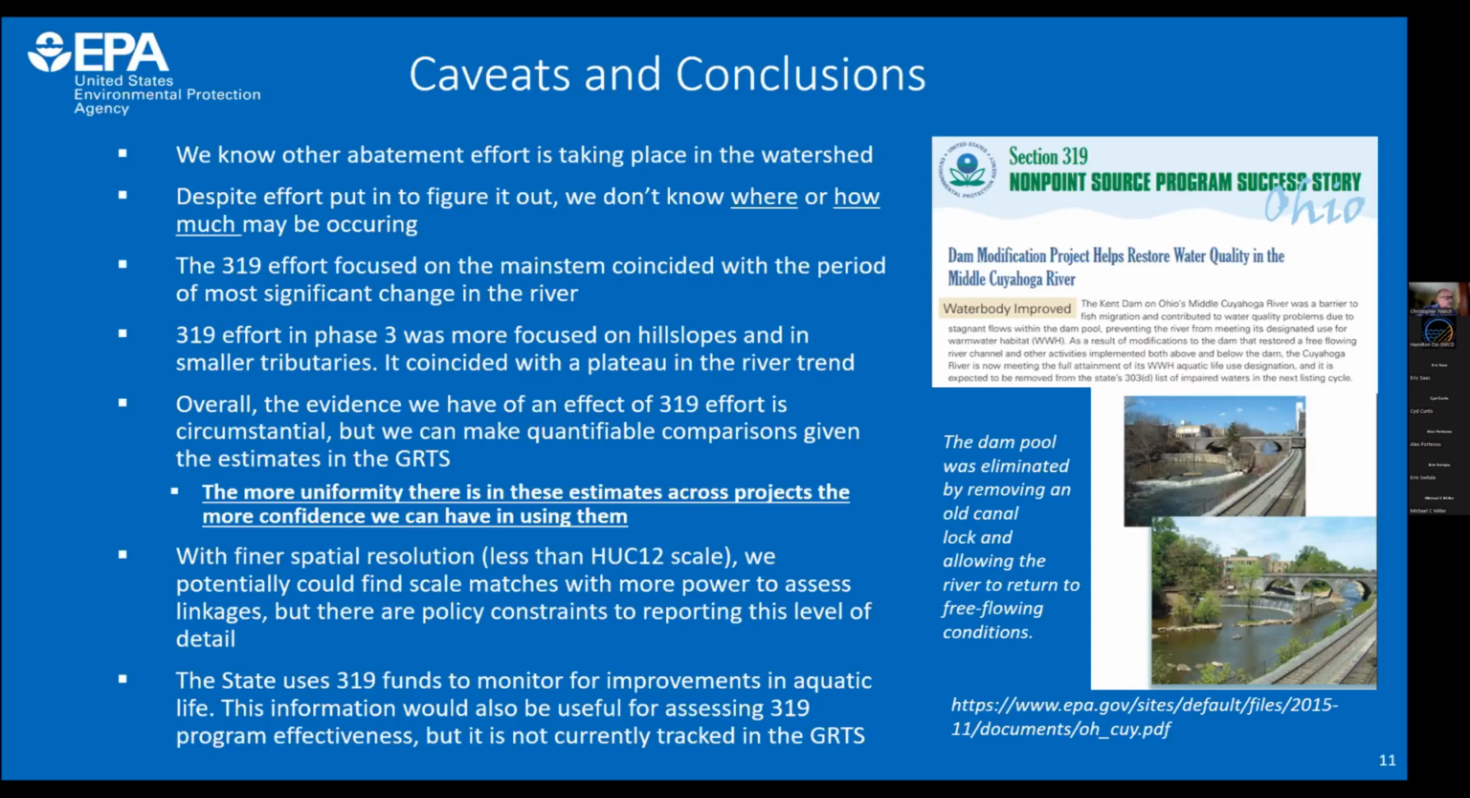We think with finer spatial resolution, we potentially could find spatial scale matches with more power to assess these linkages. But I want everybody to realize there are policy constraints to the EPA reporting in a level of finer detail than HUC 12. The state also uses 319 funds to monitor for improvements in aquatic life. This information would also be useful to assessing 319 program effectiveness, but it is not currently tracked in the grids.